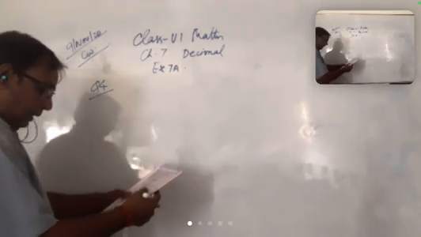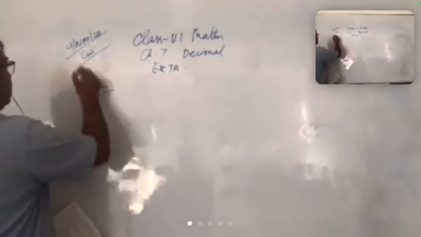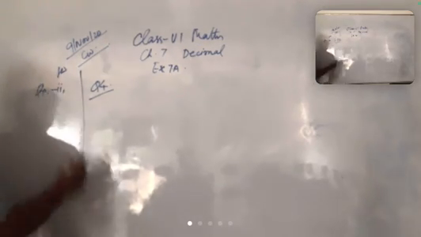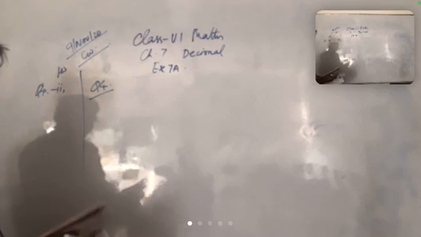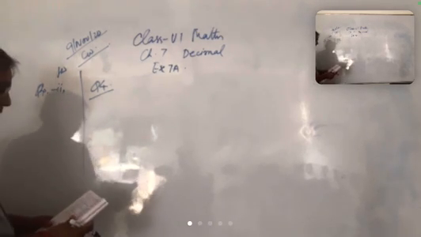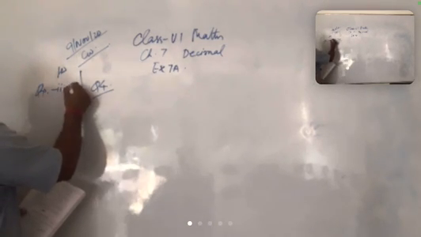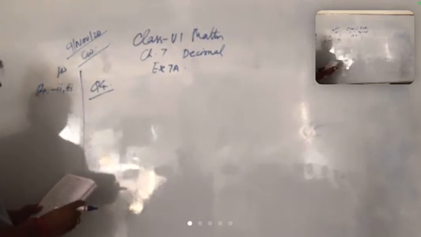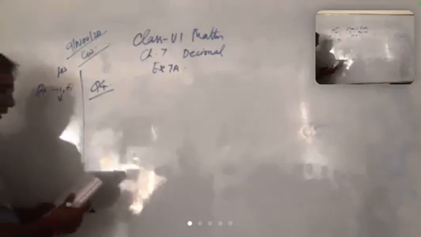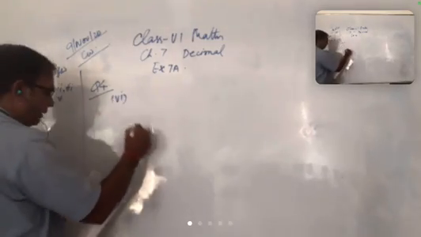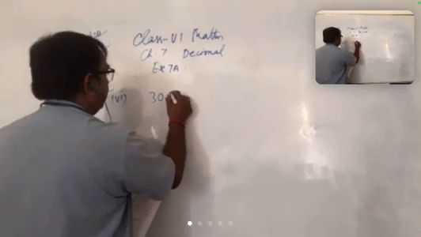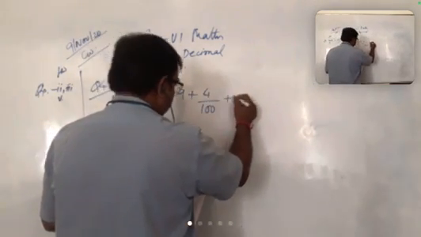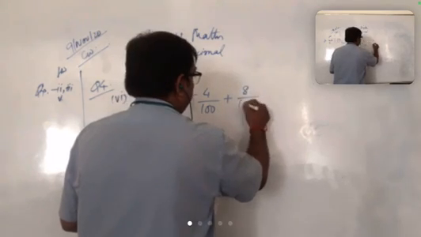Now, let us see the second part. Homework: you can write question number 4, second part, third part, and fifth part. Now I will do the last part, the sixth part. So it will be 30 plus 9 plus 4 hundredth plus 8 thousandth.